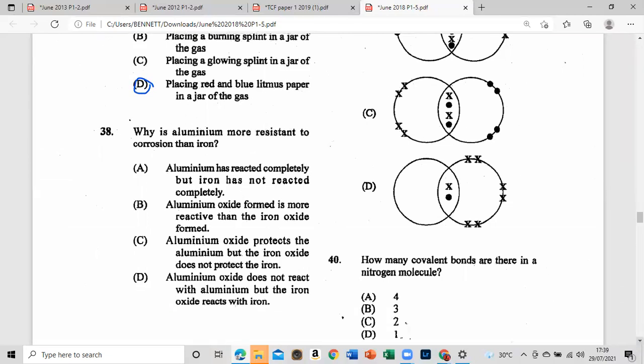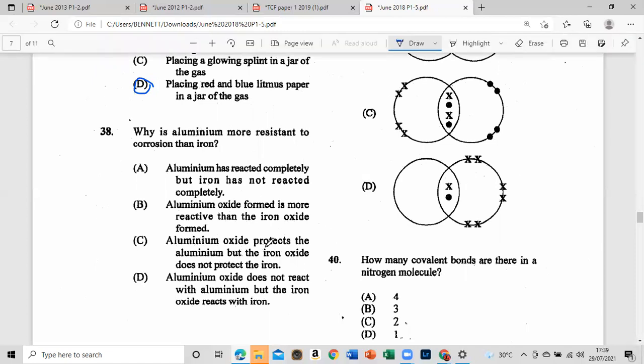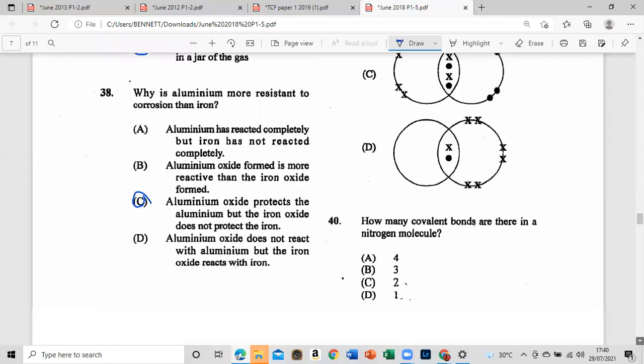38. Why is aluminum more resistant to corrosion than iron? Again, that is a repeat. 38 is a repeat. And it's aluminum oxide protects the aluminum, but the iron oxide does not protect the iron. And it makes sense. When you don't protect, you're going to lose, alright?